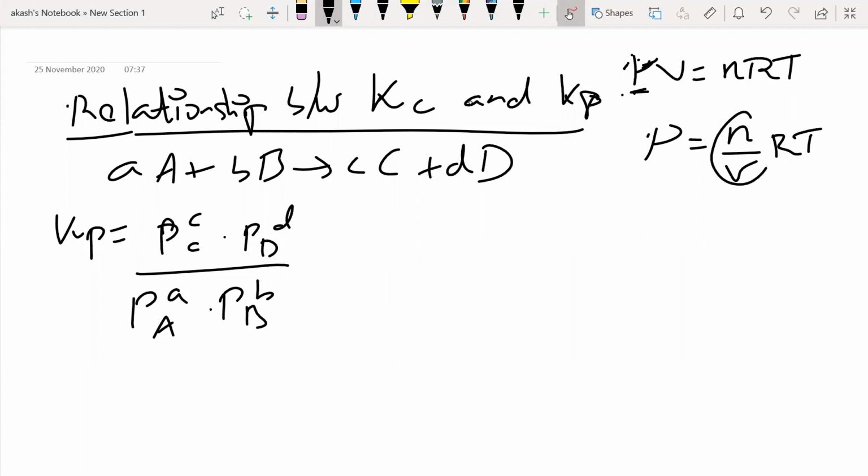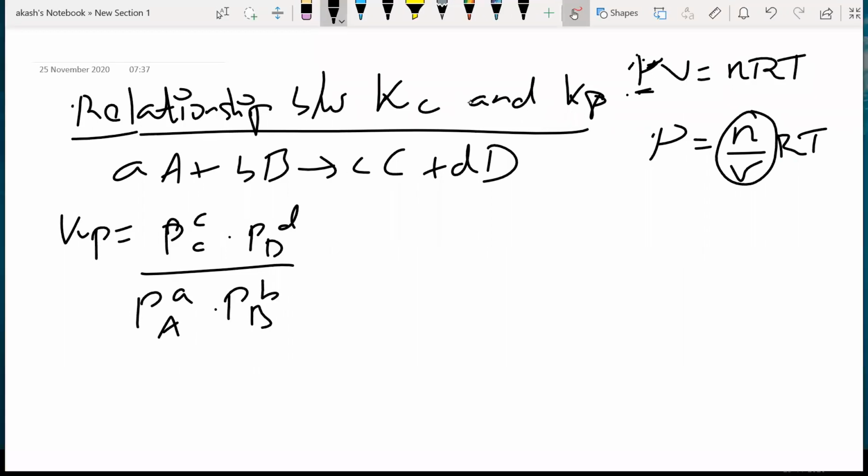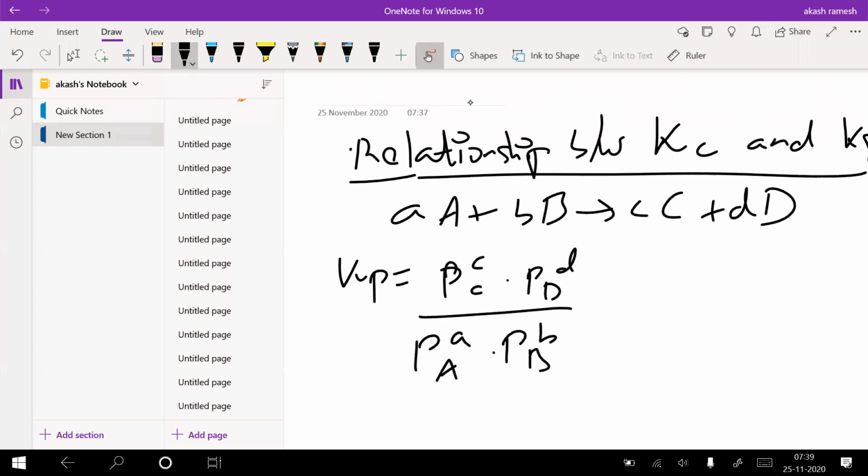And this n by V is what? What is n by V? Number of moles by volume, what is it? Anybody? If you know, you can put it in the chat box also. What is number of moles by volume? Nobody knows. Number of moles by volume, what is it?